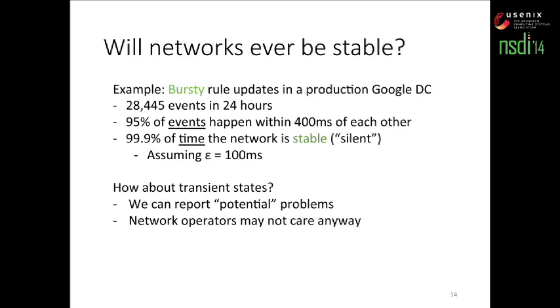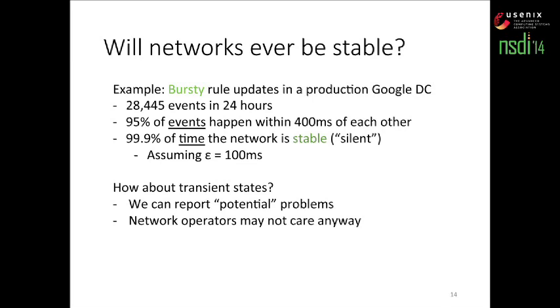One way we can deal with this transient state is to report the potential problems by doing all the permutations of these events and reporting problems. But we need to tell the users that these are potential problems. They are not guaranteed to happen in your network. In other words, network operators may not care about this transient state anyway because they are so short-lived.